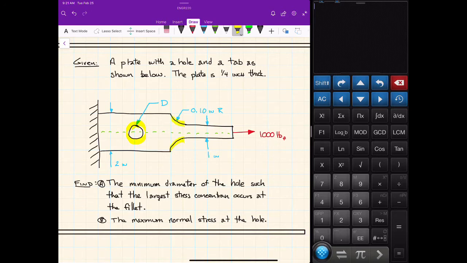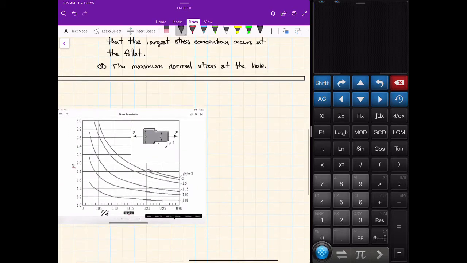After we do that, we want to find what is the maximum normal stress at the hole. So there should be a concentrated stress at either the top or bottom of this hole, and we want to find that value. So first what we need to do is find the stress concentration factor that exists at the fillet, since we have all the dimensions for that. To do that, we are going to use a chart like this one.